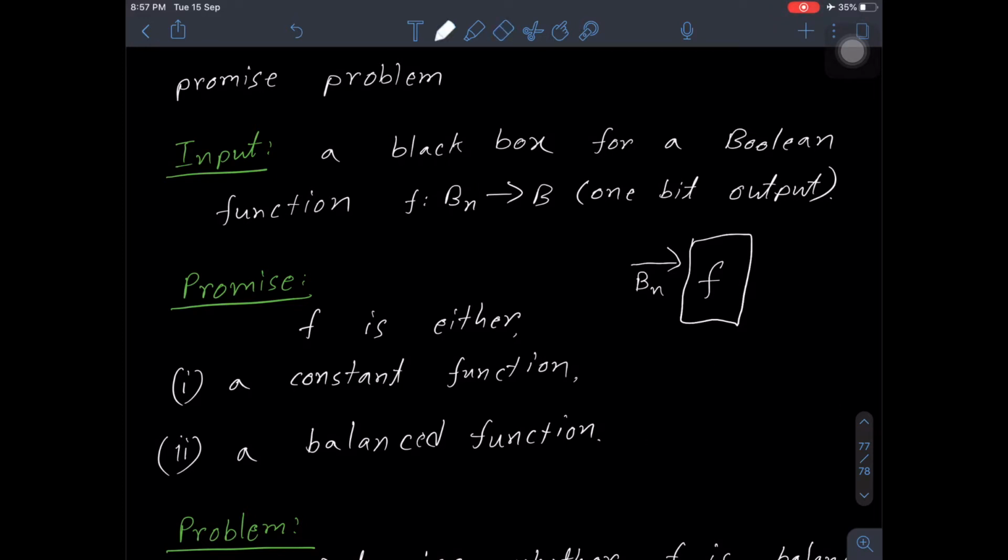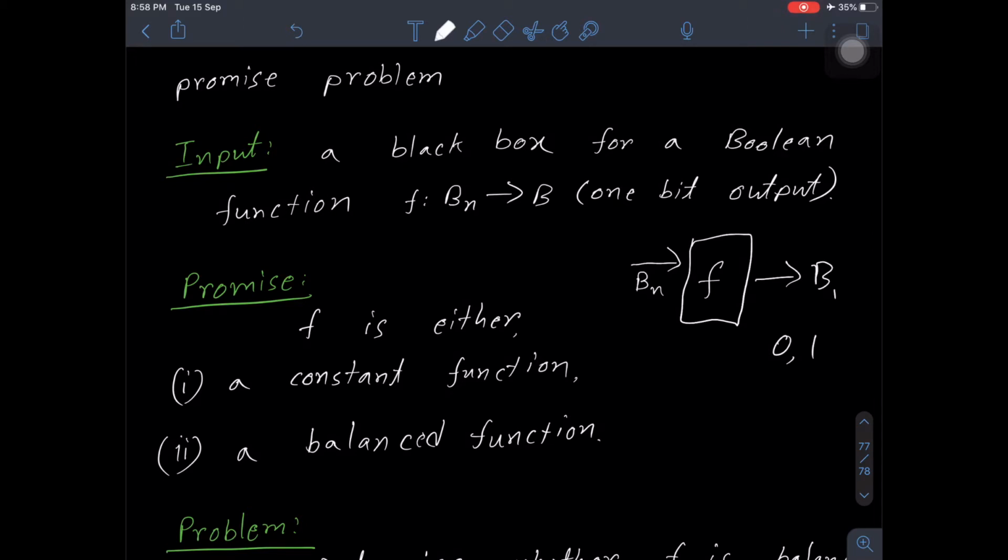And the output of this black box, sometimes called an oracle, is b, which is either 0 or 1. So you give it an n-bit string and it gives you a single bit as output, and that is how it works.